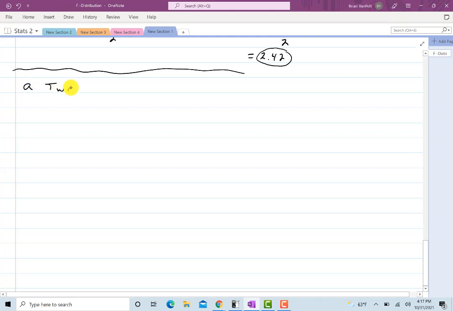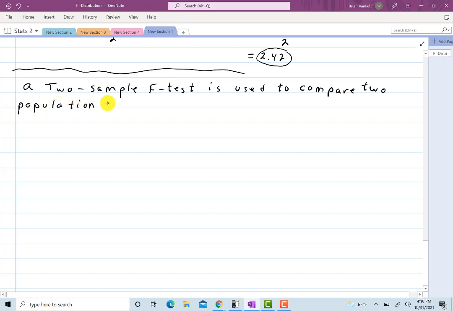A two-sample F-test is used to compare two population variances. Let's call them sigma 1 squared and sigma 2 squared.